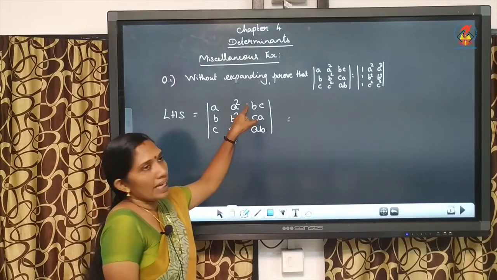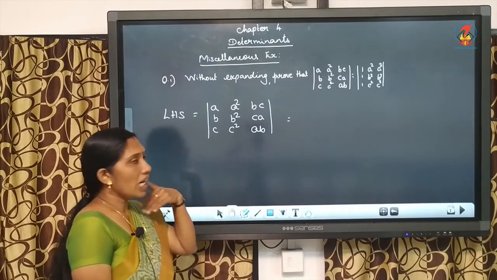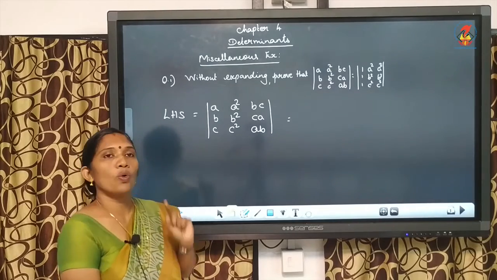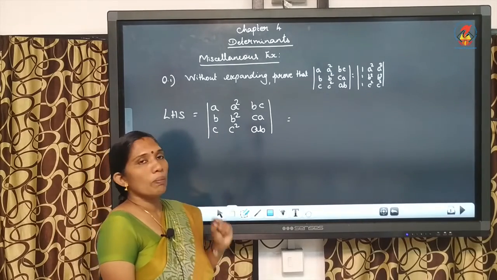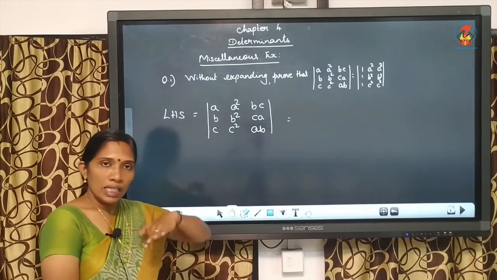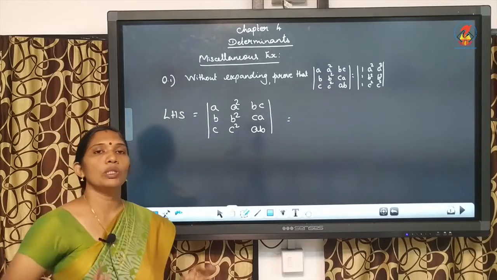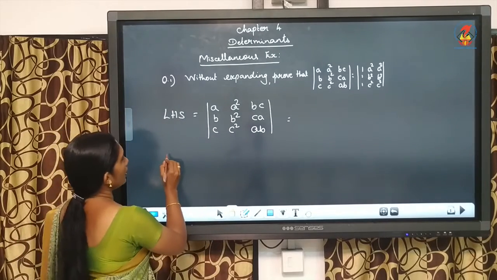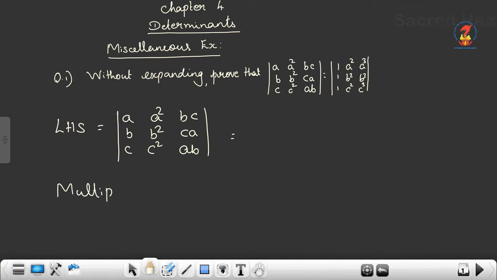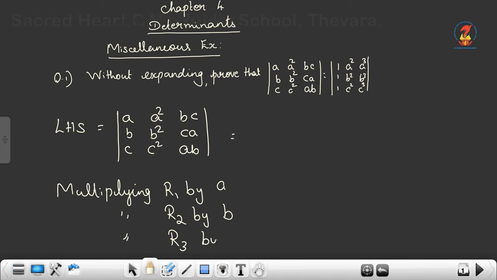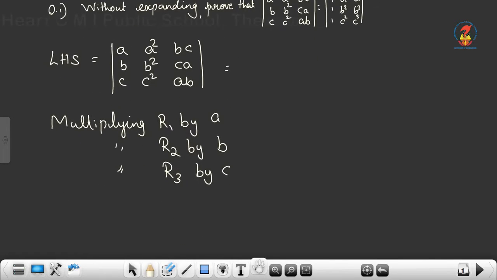So we need one a in the last place in the first row. So we have to multiply the first row by a, similarly the second row by b and the third row by c. If we multiply, at the same time we have to divide also. Then only this determinant will be equal to the new determinant. So what we do is multiply R1 by a, R2 by b and R3 by c. At the same time you have to divide also.